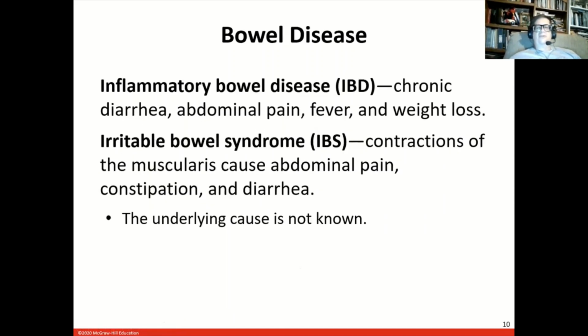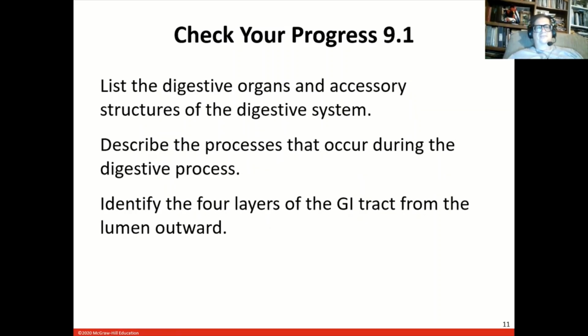There's inflammatory bowel disease that gives you diarrhea all the time, abdominal pain, fever, weight loss. There's irritable bowel syndrome. Contractions of the muscle cause abdominal pain, constipation, and or diarrhea. I know those are opposite things. Irritable bowel disease, we don't actually have 100%. We're not sure what's causing it.